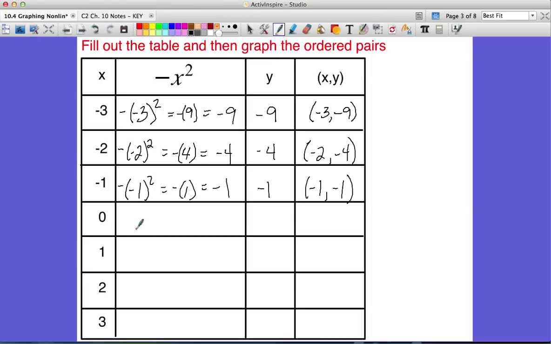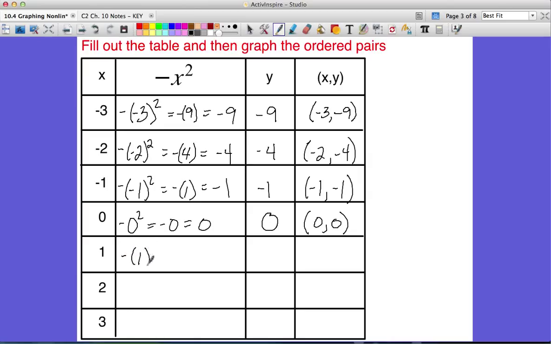Alright, so I want you to go ahead and pause the video and try the next 4 on your own. When you come back, we'll go over your answers. Alright, so in this case we have the opposite of 0 squared, which is the opposite of 0, which is 0. 0 doesn't have an opposite because it is neither positive nor negative. So we could have just said that the answer was going to be 0. So our point is 0, 0.